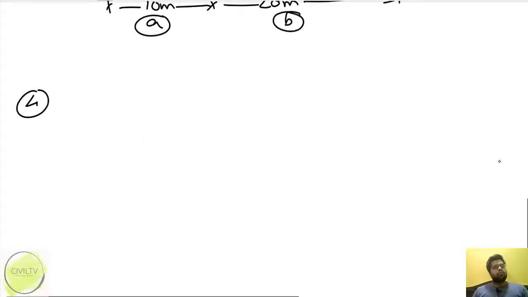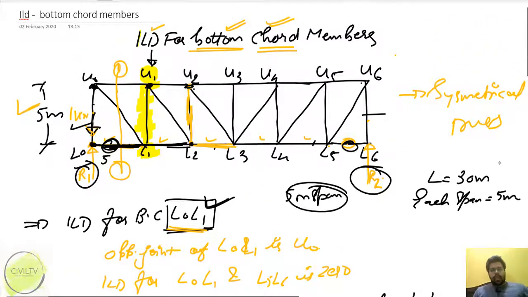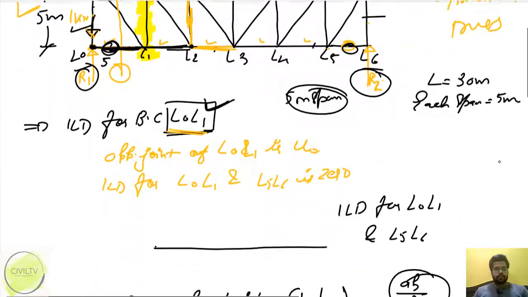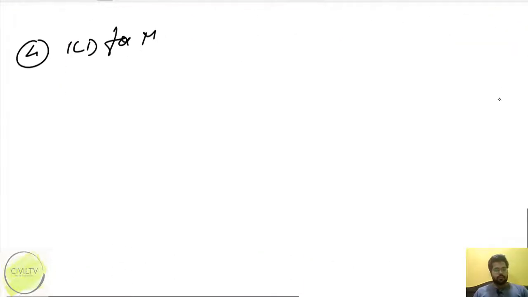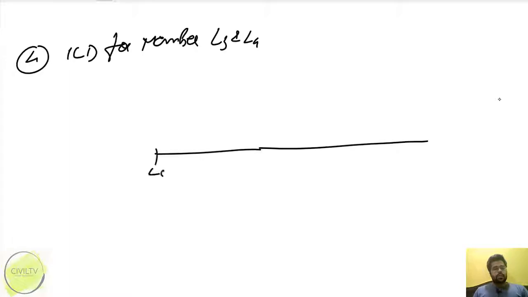Fourth will be ILD for member L3 and L4. Again, let's draw the span first. This will be L0, this will be L1, this will be L2, this will be L3, this will be L4, this will be L5, and this will be L6, right?